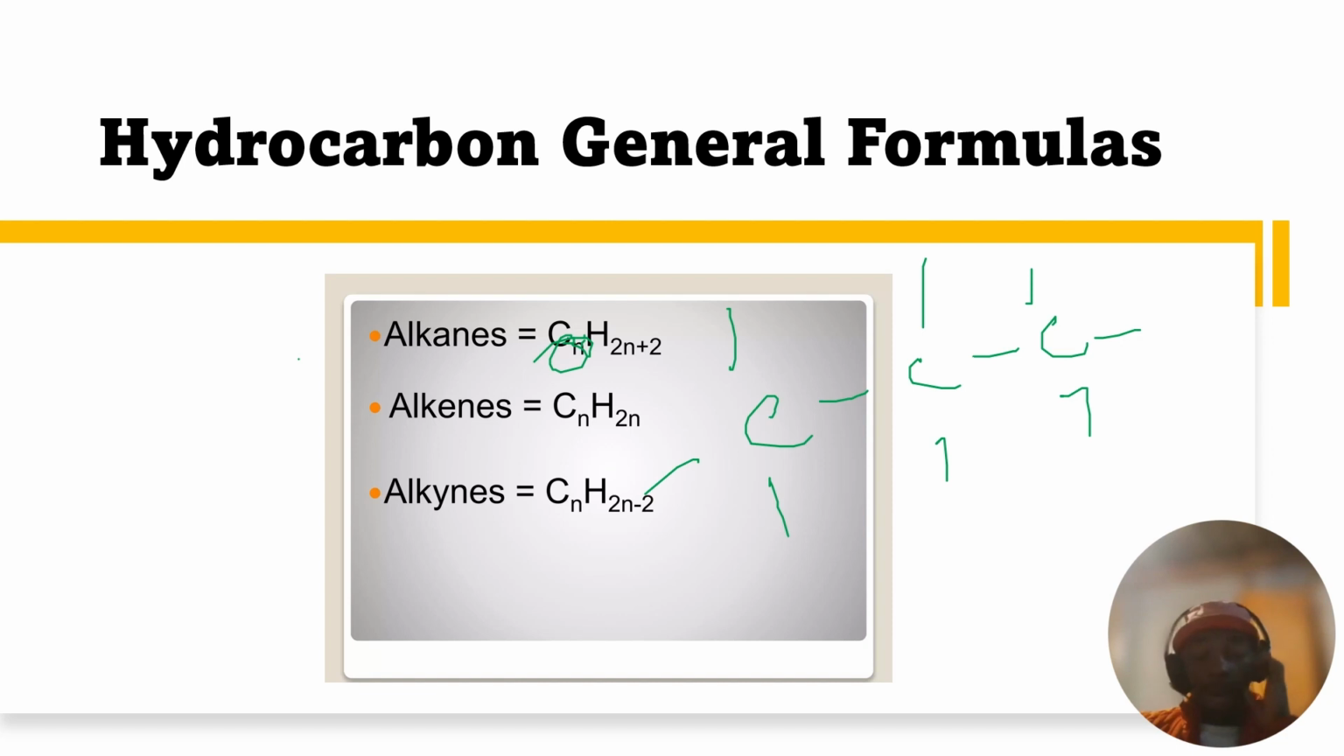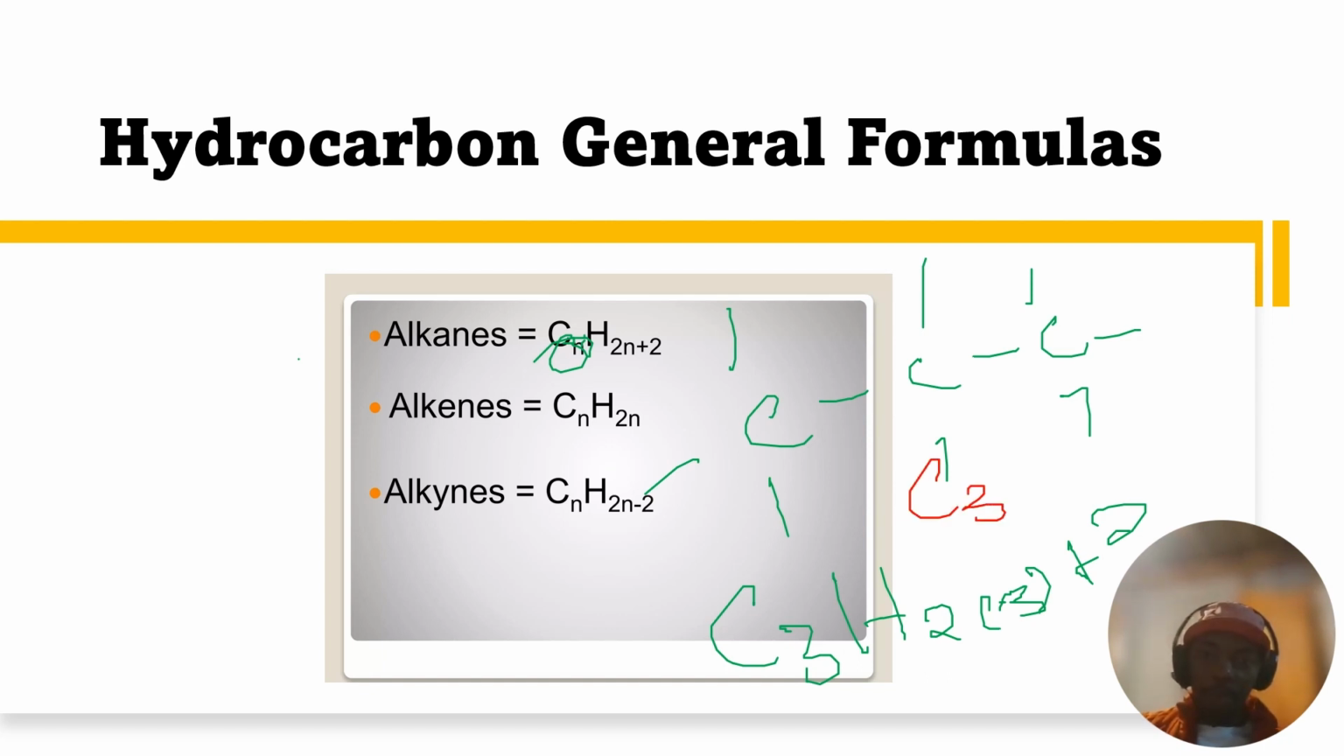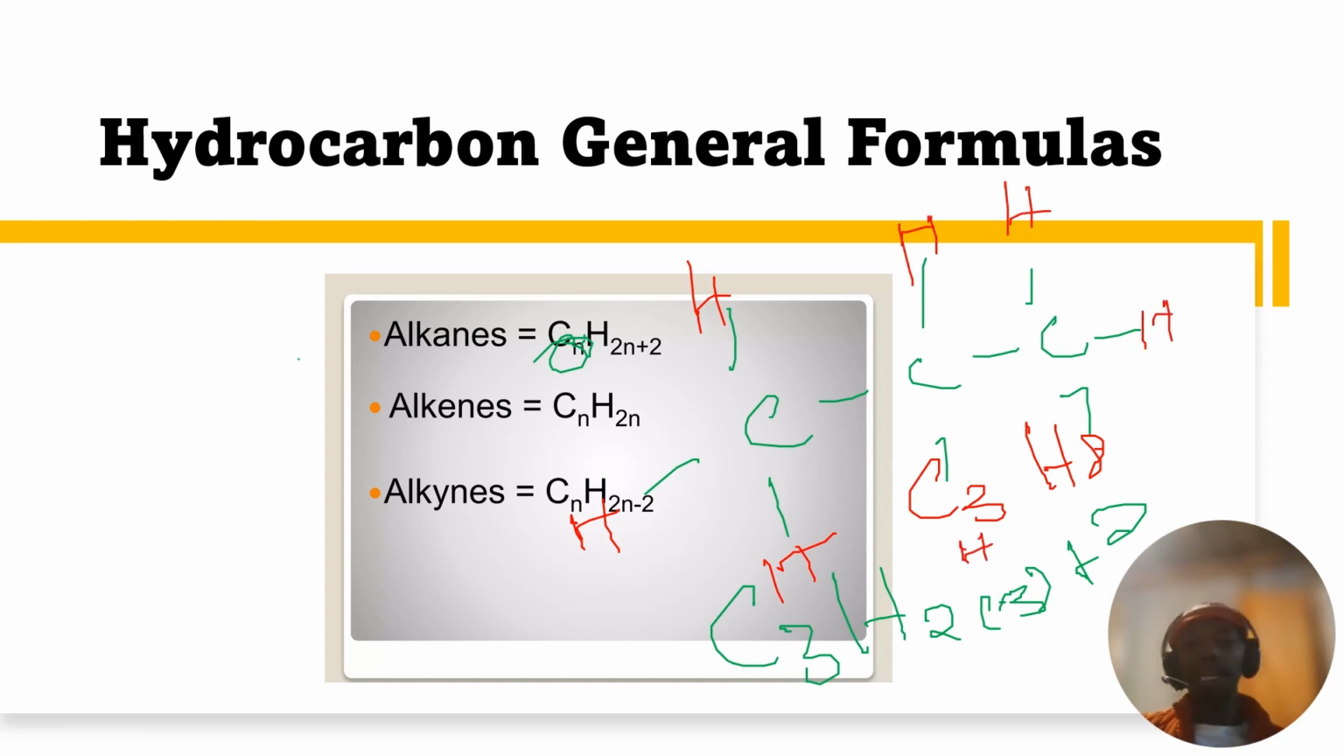Let's say we have 3 carbon atoms, right? So it's going to be C3 H, 2 times n plus 2, right? So it's going to be C3H8, right? So let's count: 1 2 3 4 5 6 7 8, right? So there would be 8 hydrogen atoms.